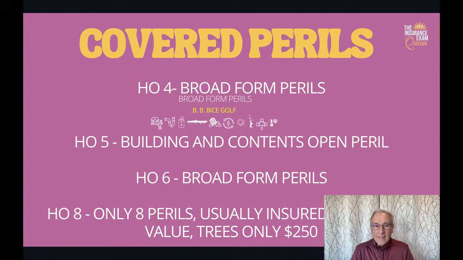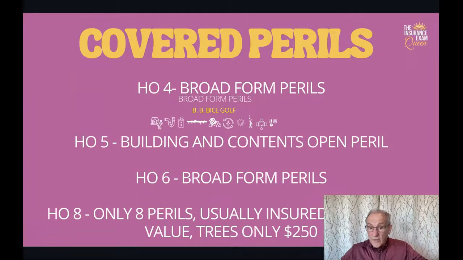Now, when we get to the HO8, which is an historical home, the problem with the historical home is it could be valued. Oh my gosh. A Revolutionary War general built this home. It's got great historical significance and it's got great value, but you can't sell it for any more than 125,000. We're going to insure it for 125,000 no matter how significant it is.